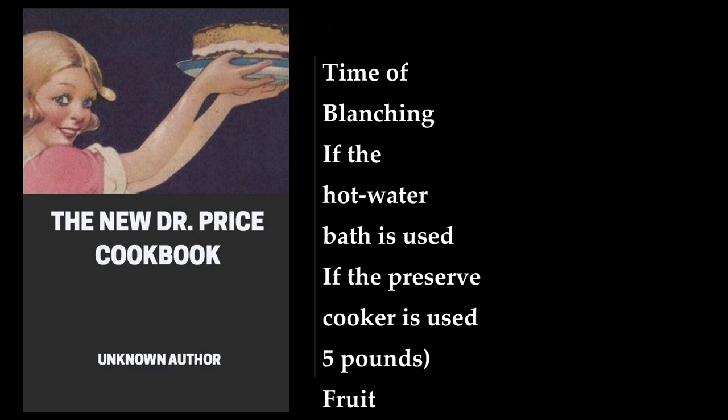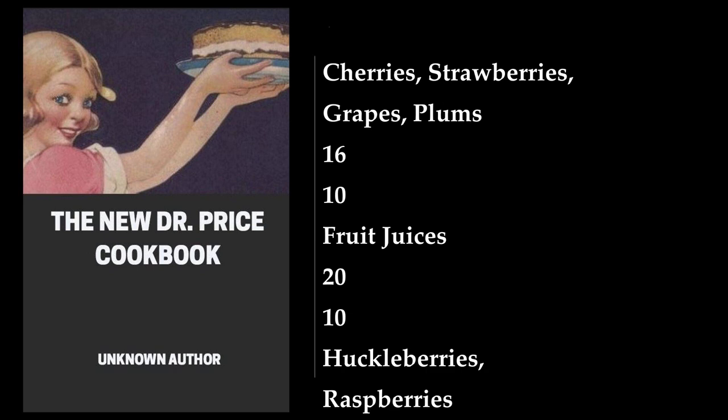Minutes. Apricots. Peaches. 1 to 2. 16. 10. Blackberries. 16. 6. Cherries, strawberries, grapes, plums. 16. 10. Fruit juices. 20. 10. Huckleberries. Raspberries. 16. 8. Pears. 1 to 2. 20. 10. Pineapples. 60. 40. Quinces. 1 to 2. 60. 40.